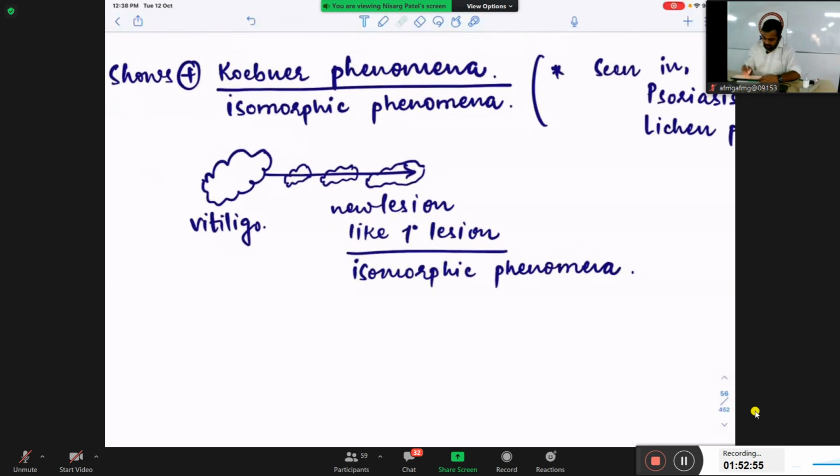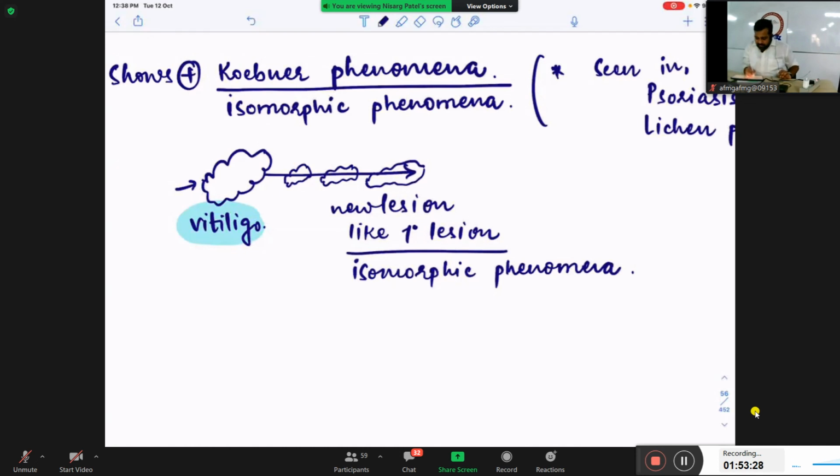Suppose this is the patch of the vitiligo. Okay, I'm giving you an example. I have a tiny patch of the vitiligo, but now I cause a linear trauma on this. Initially I did not have a patch on that area, but when I did the linear trauma, I triggered the autoimmunity. This patch was because of the autoimmunity.